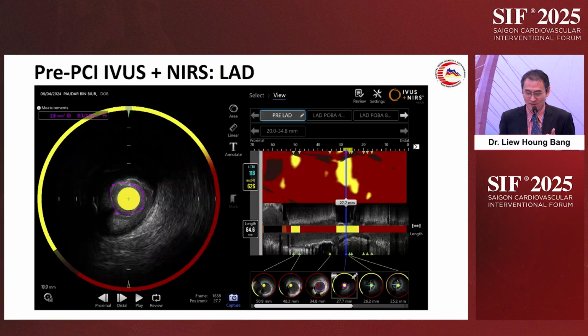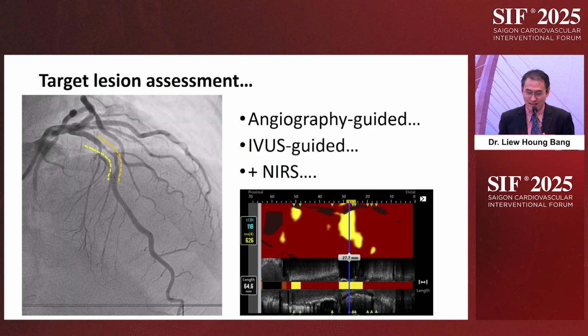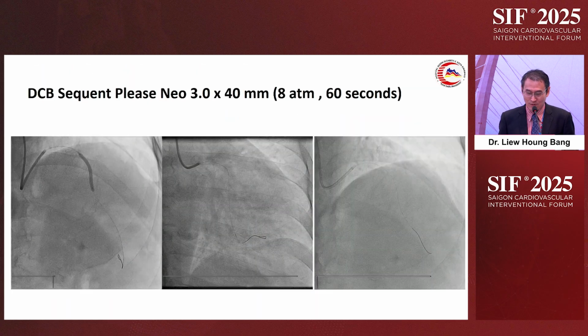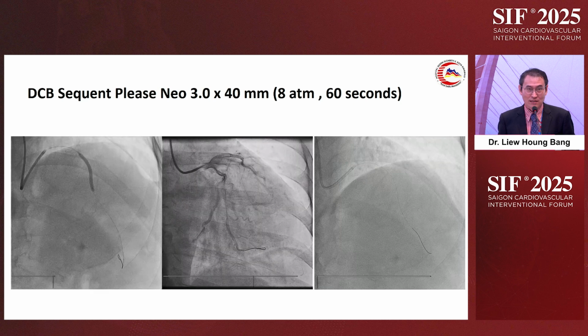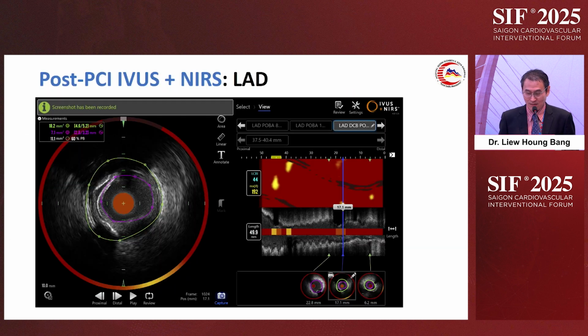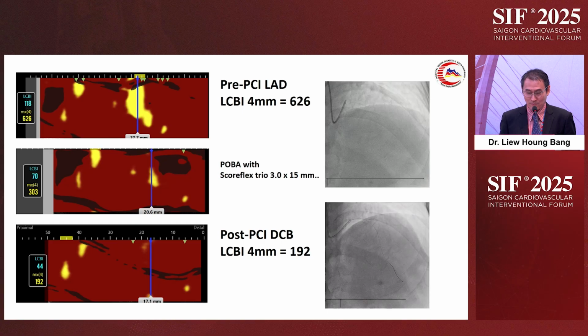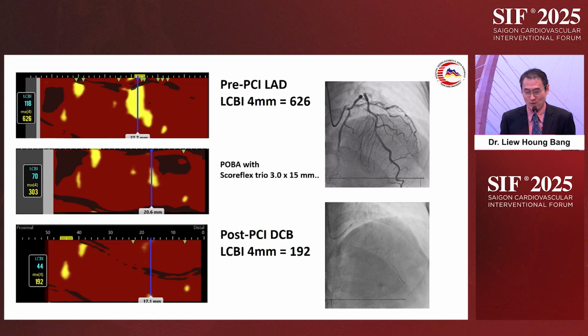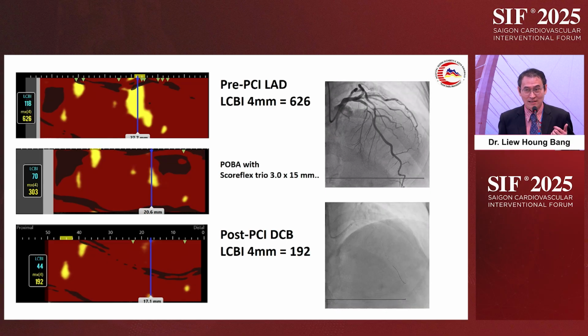We look at the shoulder, and then we look at grayscale IVUS, but on top of that, we also have the lipid. So we know where the lipid is, where the high-risk lesions are, and we want to know the landing, got to cover this lesion. And in this case, that's what we did. We treated the lesion, prepared it, and then we treated with a DCB. So after DCB, the LCBI came down. So the signal is not because of the stent blocking it. Before, the LCBI was 626. After, it is 192.